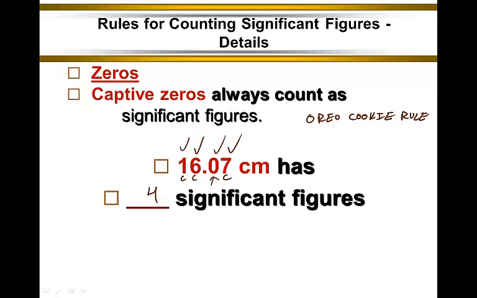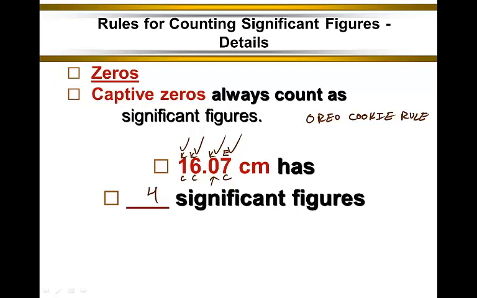This is what I call the Oreo cookie rule. A zero is significant if you find it in between, because it's part of that measurement. So we have known value, known value, known value, and the estimate. Did we mention how you always know where the estimate is? If it always ends with an estimate, where does it always have to be? At the end. Your last significant figure is always your estimate.